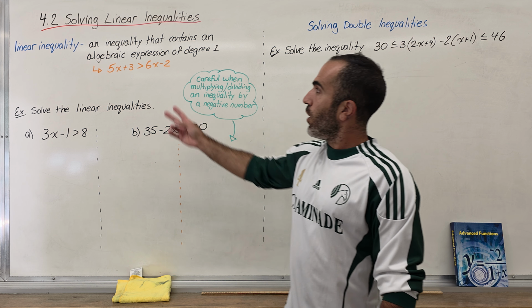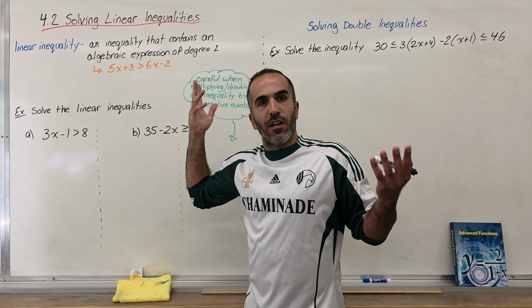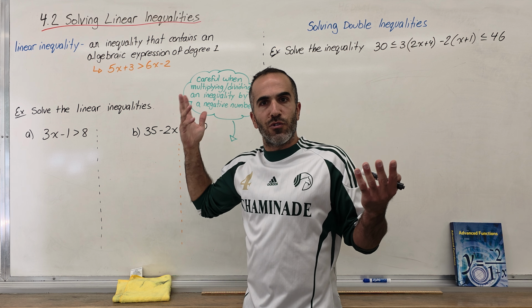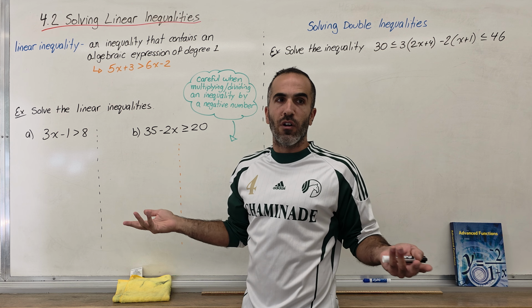So to solve a linear inequality, you actually do the exact same thing that you used to do for equations, or you still do for equations. It's linear, right? You don't have to factor anything. You just bring things over and you solve for x.